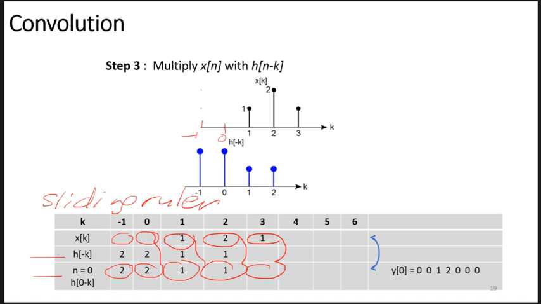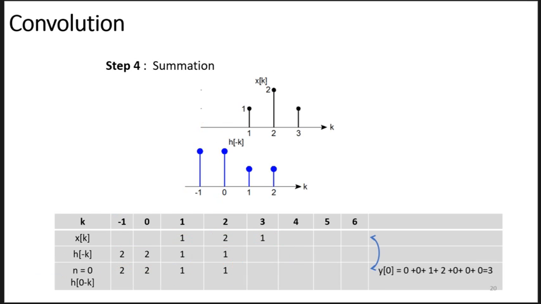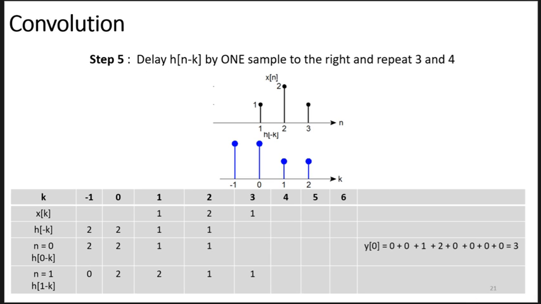So after you multiply, you have to do the summation. Sum all these numbers, and you get 3. Right, then the next step is you have to delay by one sample to the right and repeat the previous step. So earlier this was the signal with no delay, then you shift it by one to the right. All of it shifts to the right.